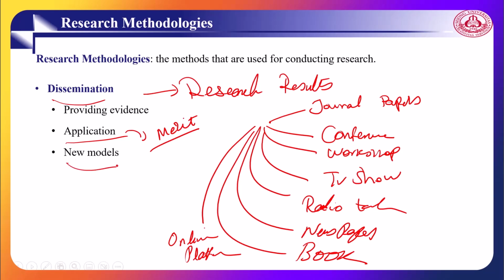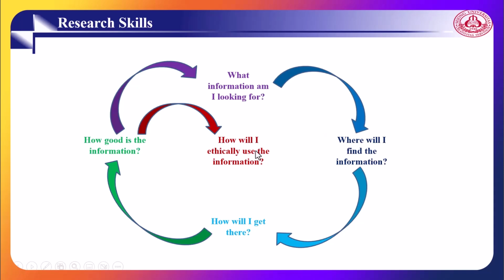And also, it should be new models. Research frequently results in the development of new models, technologies, processes, ideas, or frameworks that offer novel perspectives or approaches to existing problems. So here is how it works, research skills: what information I'm looking for, where I can find my information, how I can get it there, how good is the information, and how I will ethically use the information. This is the life cycle of the research skills.